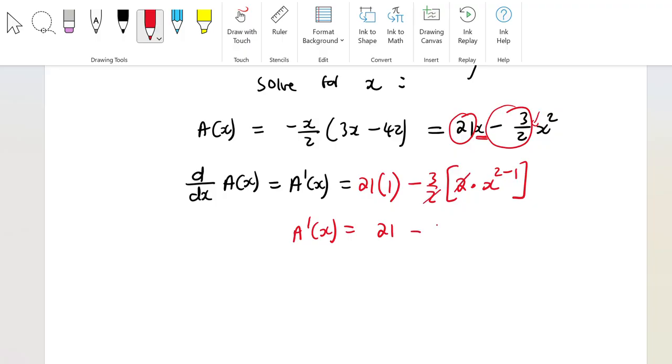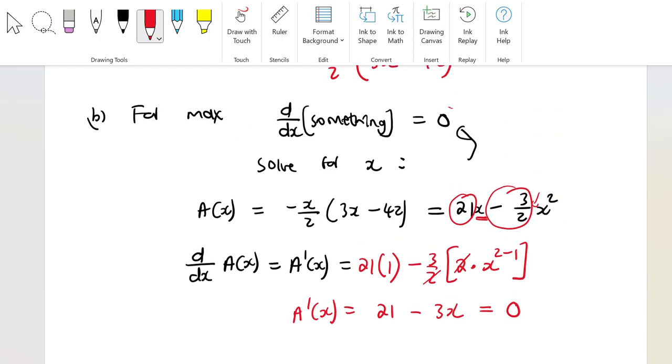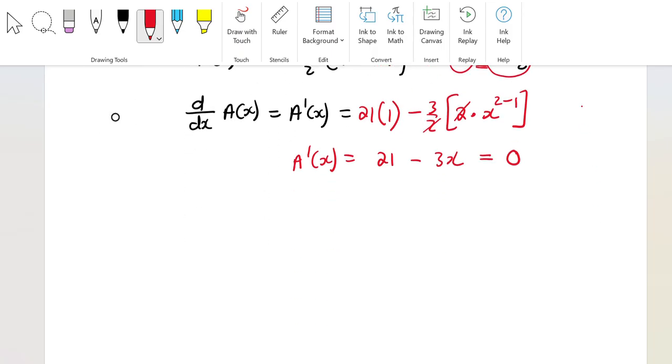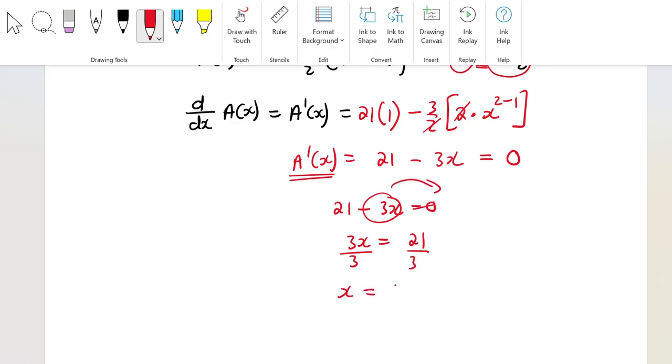I'm left with 3x. For me to find the derivative, I must always equate to 0, right? The way we did here. The derivative of something must be 0. But in this case, the derivative of the area must be 0. Well, if I rewrite this expression, I'm going to have 21 minus 3x equal to 0. I move the 3x to the other side. I'm going to have 3x is equal to 21. Divide everything by 3. It turns out that your x is equal to 7.